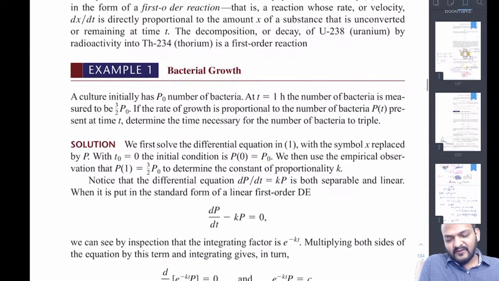And here are some problems where, if you have a bacteria culture, and let's just say the bacteria keeps on growing, then you can model that.